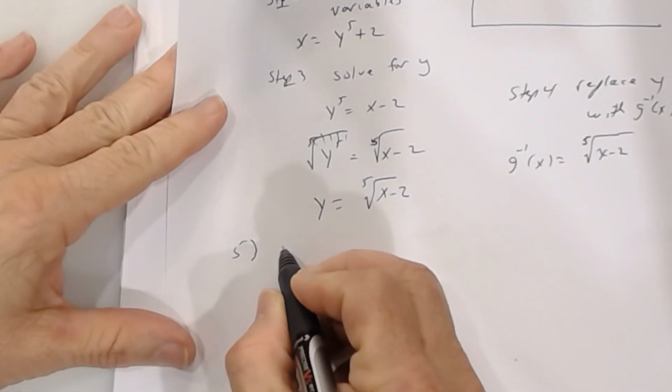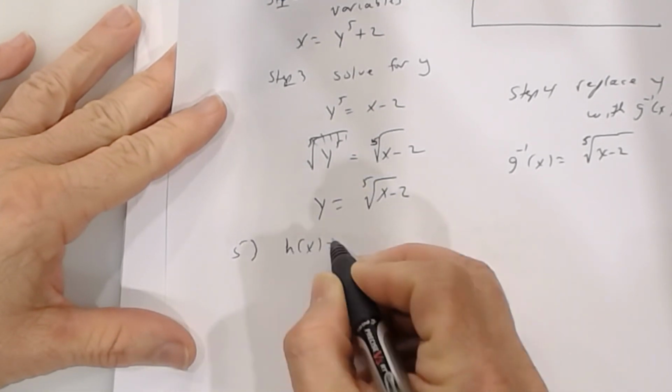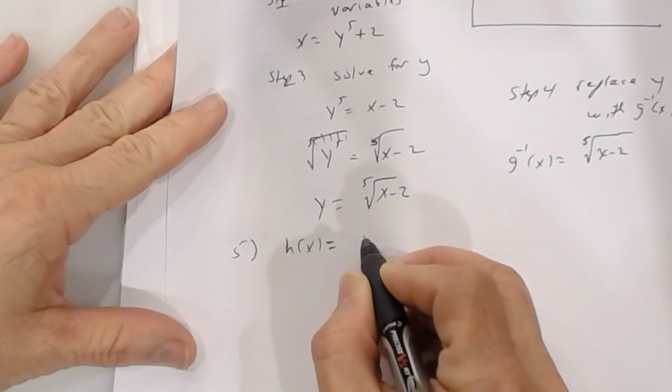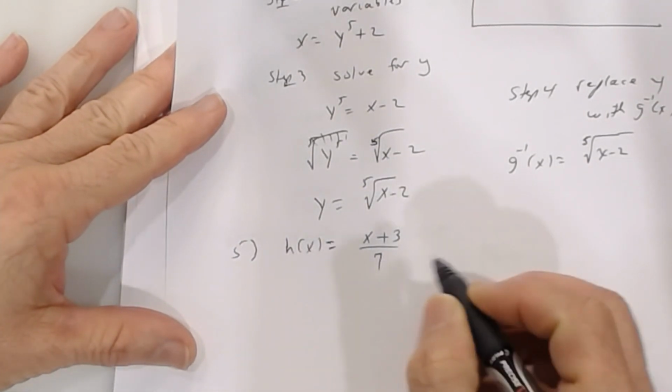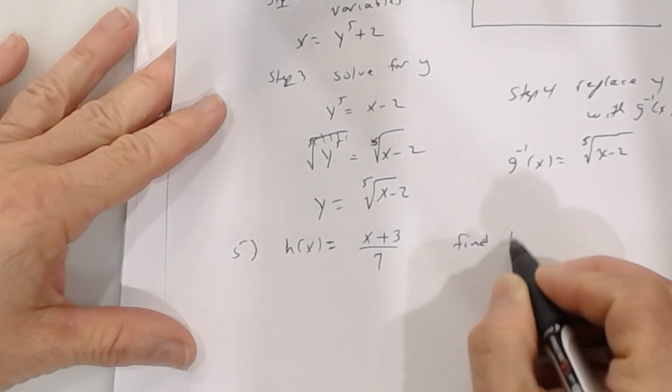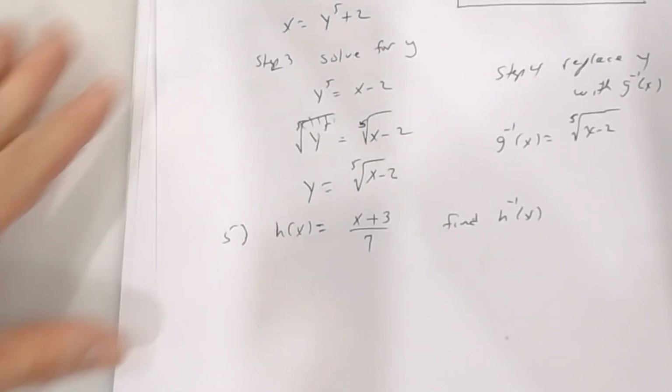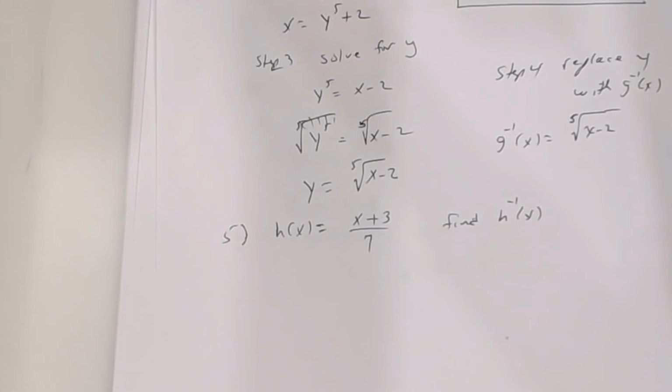Number 5, h of x equals x plus 3 divided by 7. I want you to find h inverse of x. Now you know what the answer is by inspection. What's the answer? 7x minus 3. All right. But I want you to do it algebraically. So if you don't do that work, you're not getting any points because you didn't follow directions.